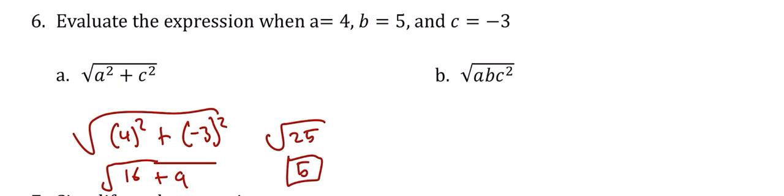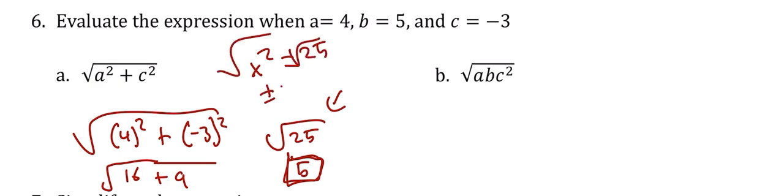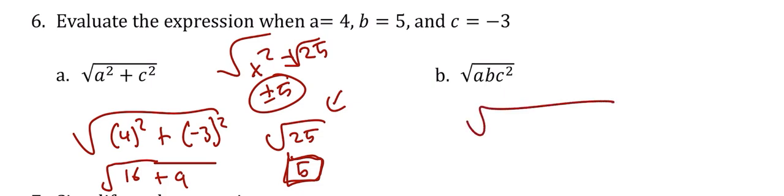This is that case where we have the radical with the 25, and so that means we only have to give the positive answer. The only exception to that is when we had our equations like this where we took the square root of both sides, and in this case we want to give both positive and negative 5 as an answer. Okay, now for part B, we have square root of a times b times c squared.